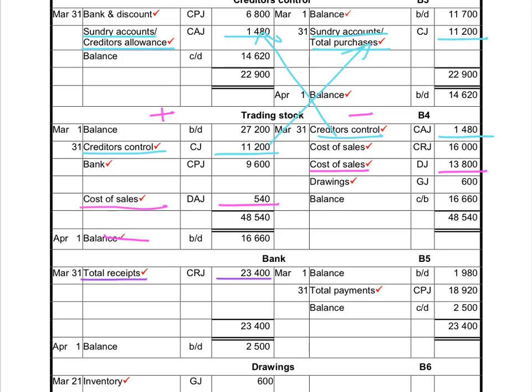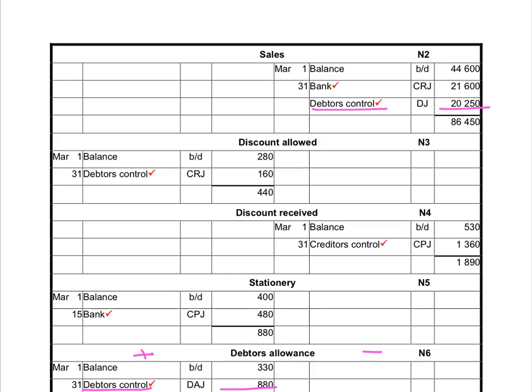So on the credit side of trading stock, we will indicate that we reduced the stock because we sold goods and cost of sales was debited. In the discount allowed account, the words debtors control will be written to indicate that discount of 160 was allowed. Don't write bank here because this money was not entered in the bank column. So you have to show that this 160 appeared on the credit side of your debtors control account.